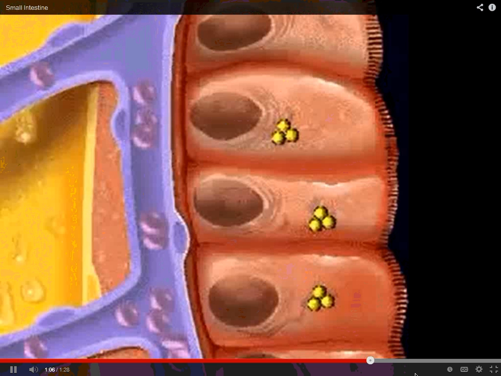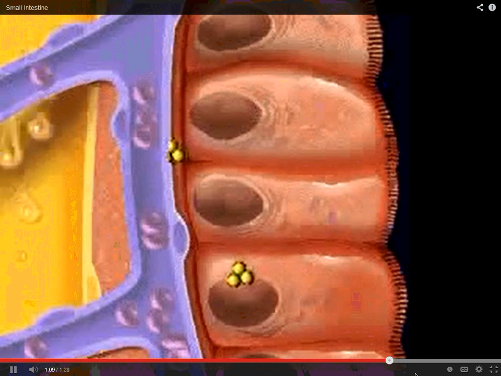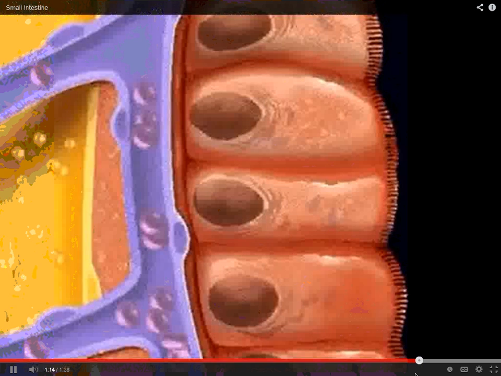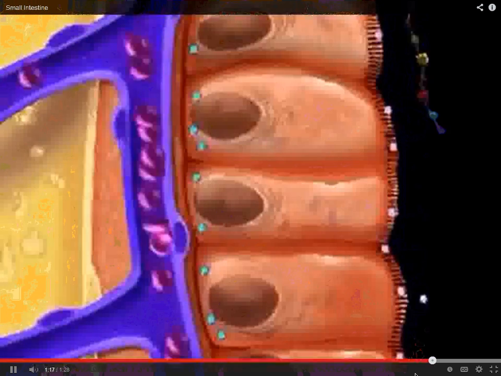Protein digestion is completed in the small intestine. Proteins are broken down into peptides, then into amino acids. These are absorbed into the villi, then into the capillary.